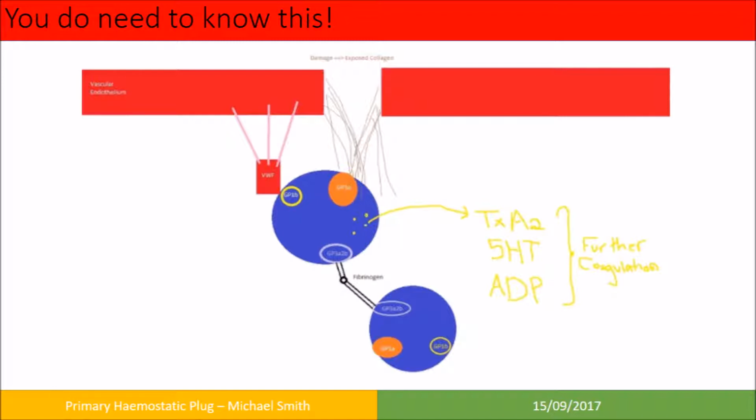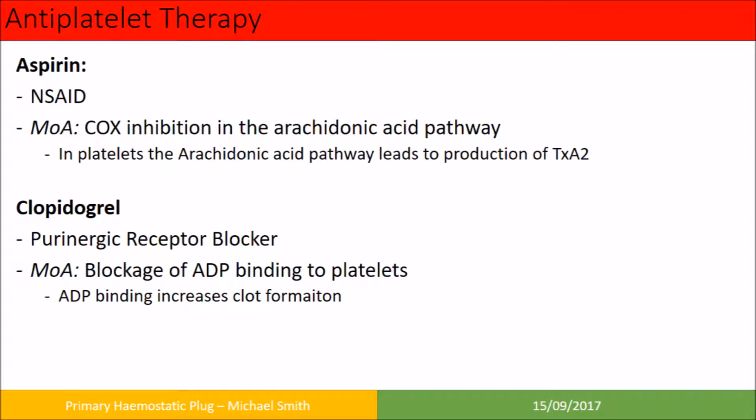So we also have some drugs which affect the platelets and how effectively they work. The first of these is aspirin, which is a non-steroidal anti-inflammatory drug. Its mechanism of action is COX inhibition in the arachidonic acid pathway, and this prevents the formation of prostaglandins. In platelets, this prevents the formation of thromboxane A2, which causes further coagulation. So it essentially stops the activation of further platelets after your initial binding.